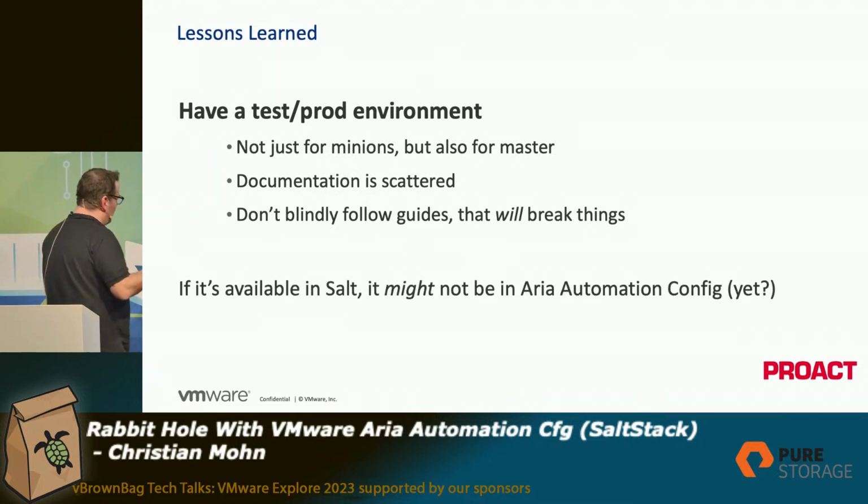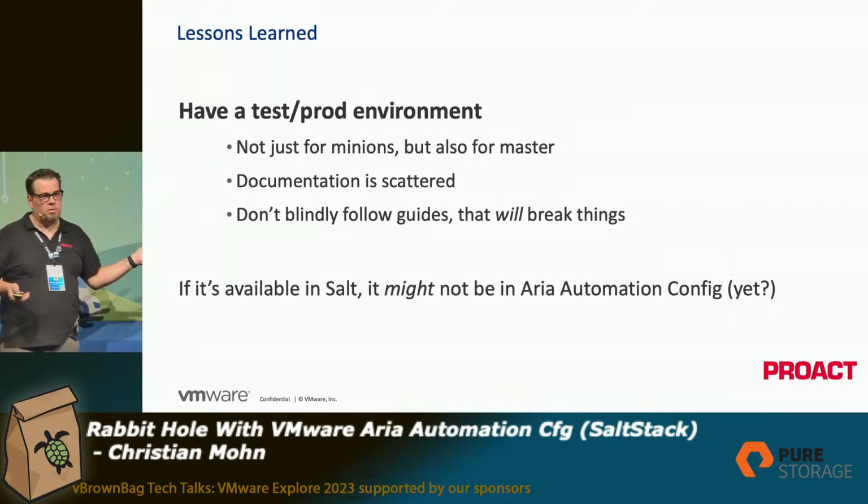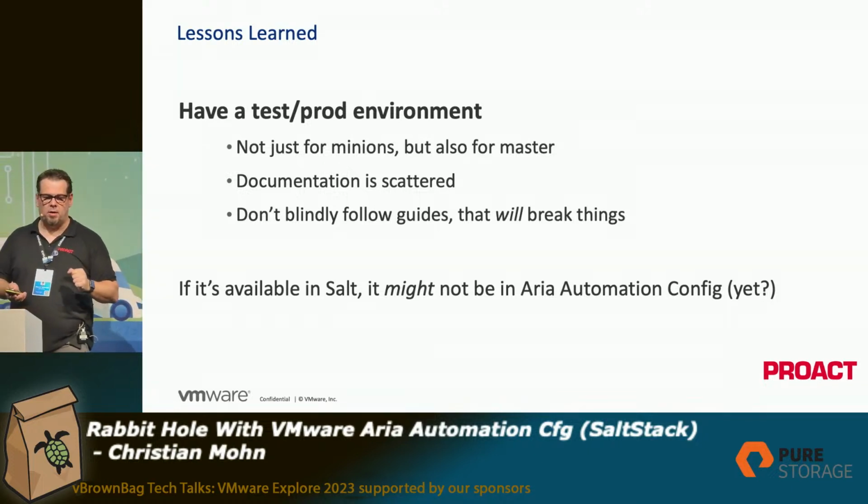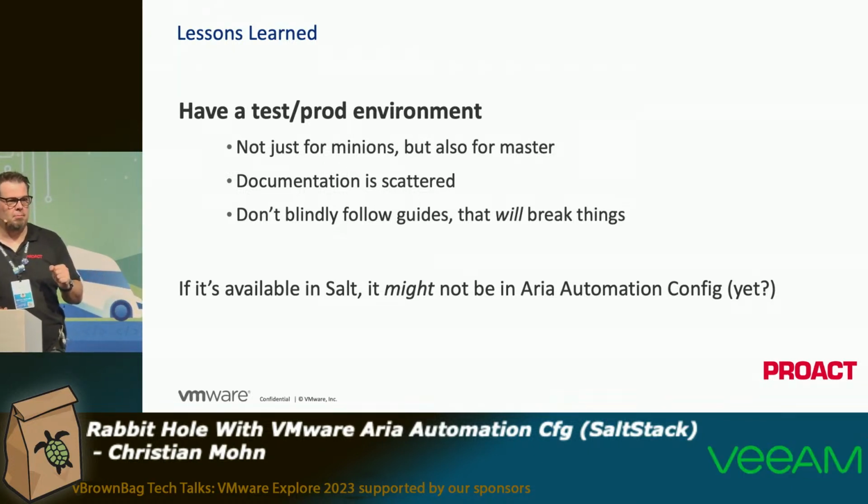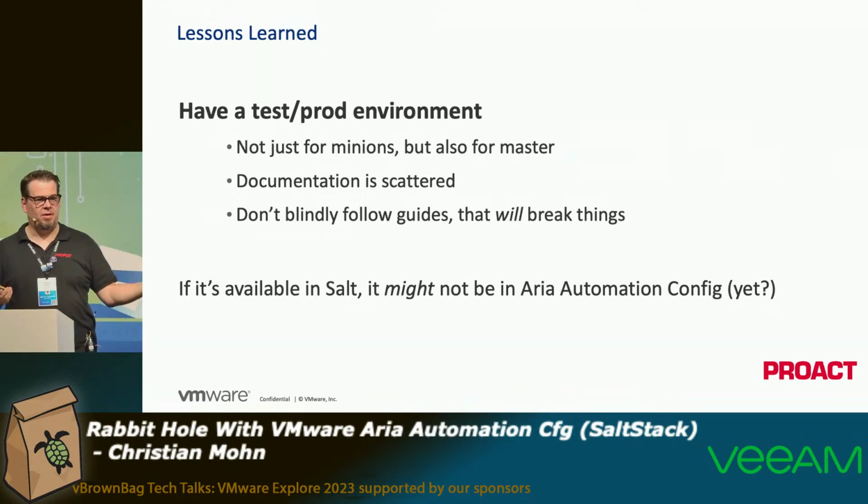And the third thing, or last thing here, is if it's available in Salt, it might not be available in ARIA automation config yet. ARIA automation config version numbers follow the vRealize automation version numbers. Salt have their own thing.